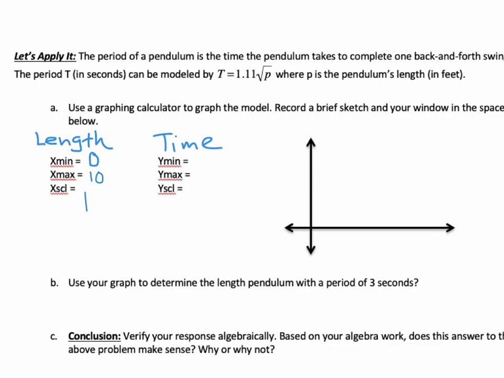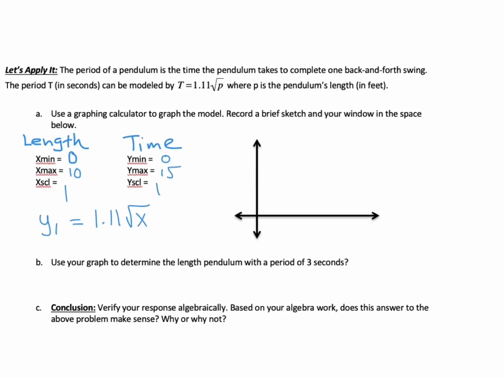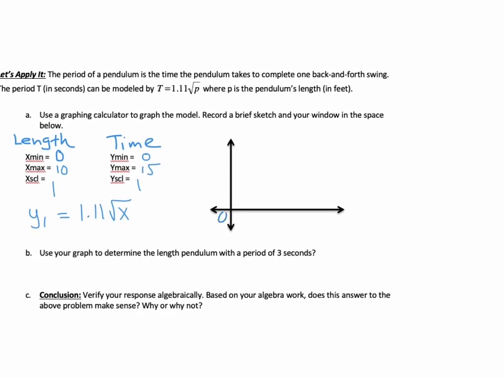And then the time it takes for one to cycle back and forth. Well, I don't need negative time, but I don't know, 15 seconds maybe? Seems long, but I'd probably use that. And then I maybe just scale that by 1 or 2. And then in your y1, in your calculator that is, you would just type in 1.11 times the square root of x. And then you would just press graph. When I did that, my x min was 0, my y max was 15, and x went out to 10. I just got a rough sketch there. I got something that looked a little bit like that.